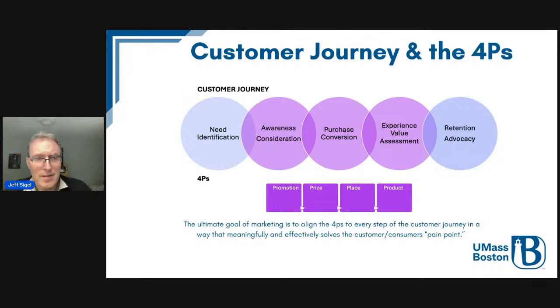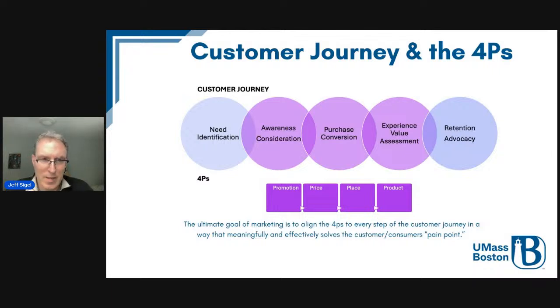And then the last piece we call retention and advocacy. This is where, if you had a great experience, you will go and become a loyal customer and buy this product again. That would be the retention part. Or advocacy is, I might go tell my friends, hey, I just got this great new electric car or whatever it is. It's really terrific.